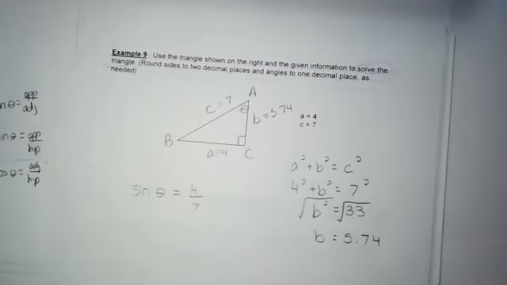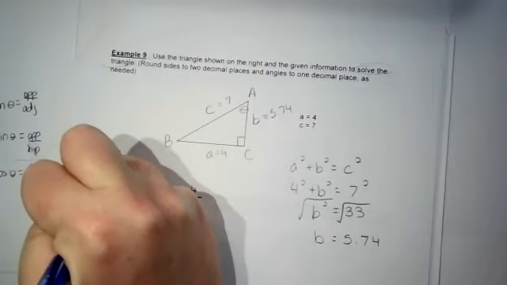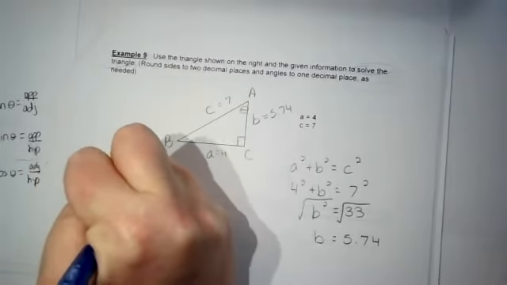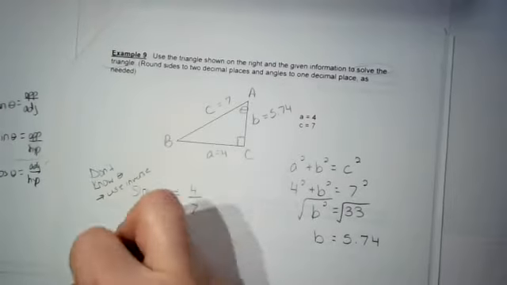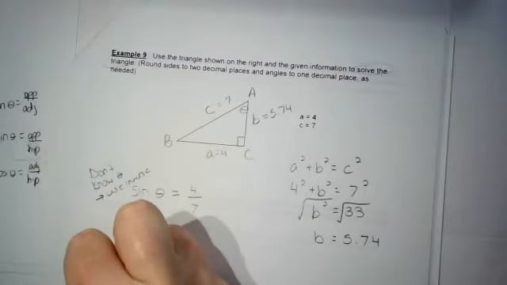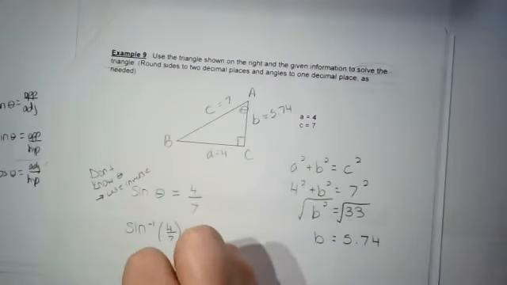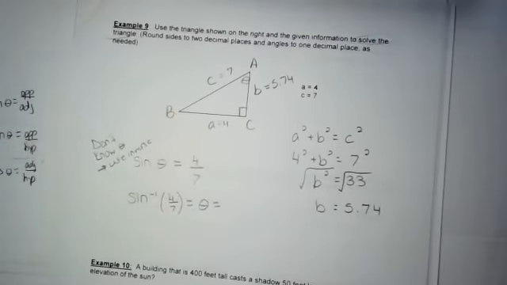Okay, so we're gonna do inverse. If you don't know the angle, don't know theta, then you're going to use inverse. That's what we're gonna do in our calculator. If you don't know theta, use the inverse. So in my calculator, I'm gonna put inverse sine 4 divided by 7, and that's gonna give me theta, okay?